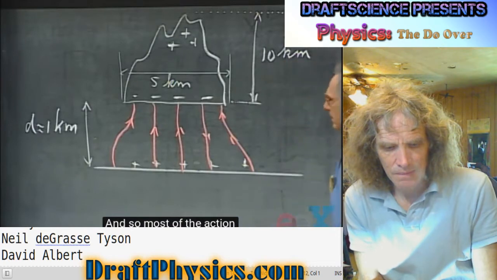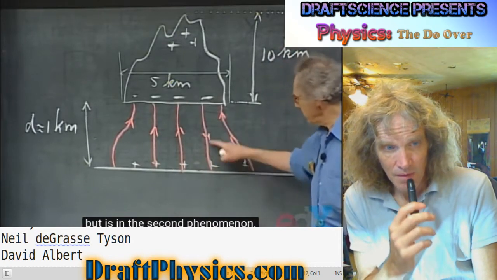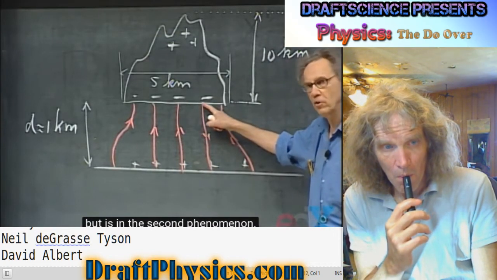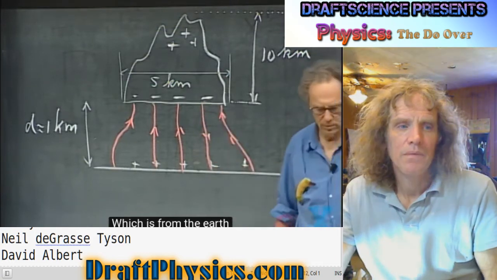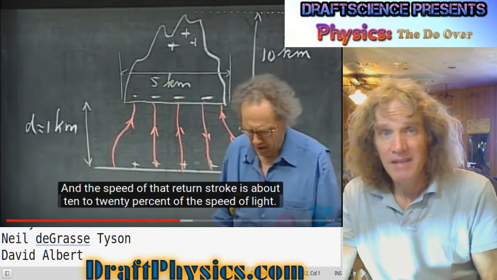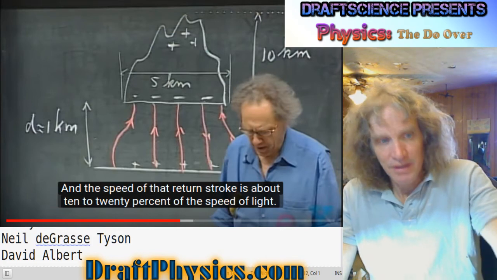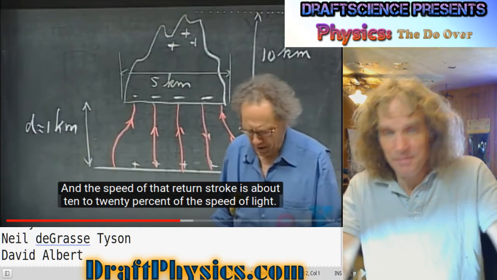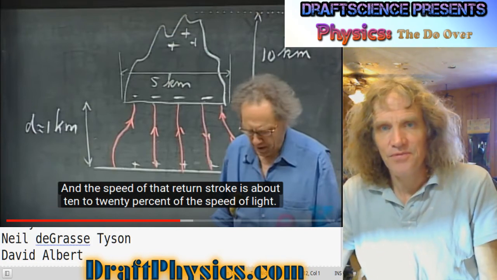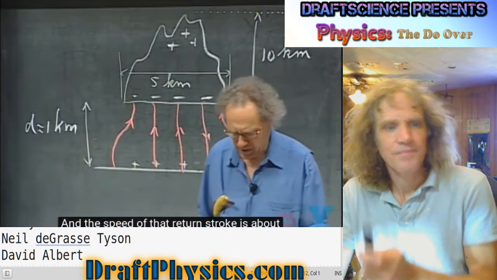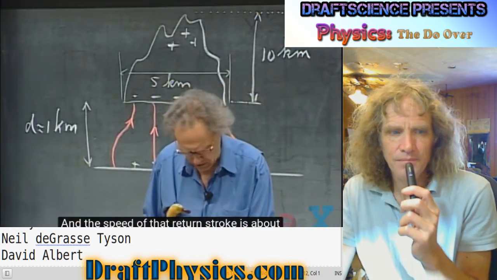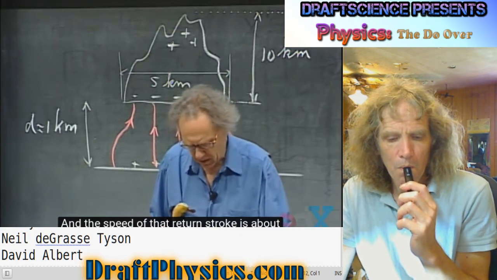And so most of the action is not in the step leader, but is in the second phenomenon, which we call the return stroke, which is from the Earth to the cloud. You basically burn the hell out of the atoms, so that's what the light and the pressure is: the atoms are getting their electrons fried off. And the speed of that return stroke is about 10 to 20% of the speed of light.